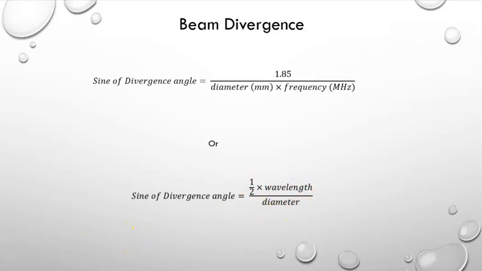And everyone's now saying, oh, but I'm not going to be able to do sines on the test without a calculator. Correct. What you need to remember is that the divergence angle is inversely proportional to the diameter and the frequency, and directly proportional to the wavelength. If the diameter goes up, the divergence angle goes down. If the frequency goes up, the divergence angle goes down. If the wavelength goes up, the divergence angle goes up.